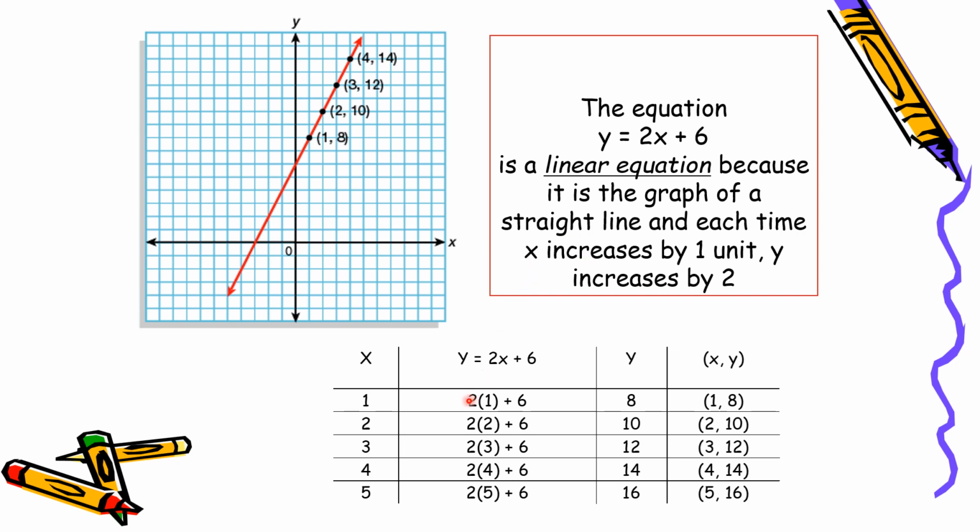Given y equals 2x plus 6, just substitute the value of x. 2 times 1 plus 6 is 8, so our coordinates are 1 and 8. With 2, 2 times 2 is 4 plus 6 is 10, so the coordinates are 2 and 10. For 3, 2 times 3 is 6 plus 6 is 12, so our coordinates are 3 and 12. For 4, 2 times 4 plus 6 is 14, so the coordinates are 4 and 14. And 2 times 5 plus 6 is 16, so the coordinates are 5 and 16.